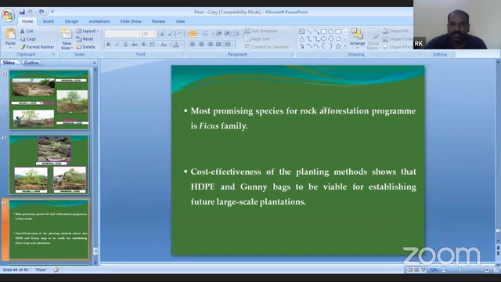The most promising species for the rock afforestation program is ficus. Yes, these are the rock areas. When we are planting in a rock area, this type of rock in your land or in any other government or non-government land, you replace it with tree cover. So far, these are the techniques and these are the species. But in our observation, only a few species grow in that area.